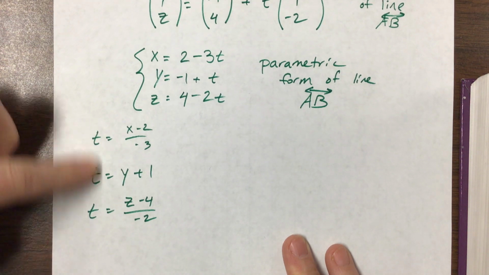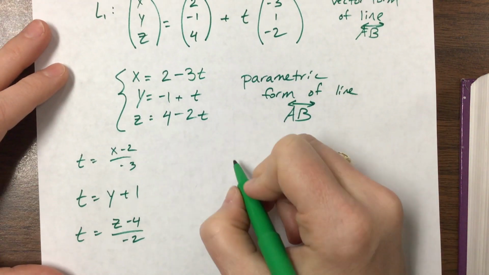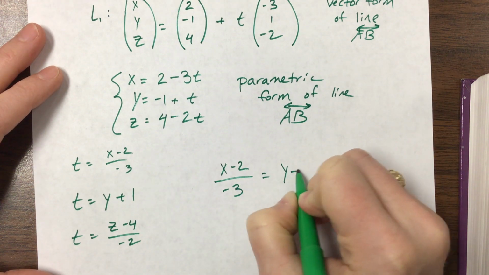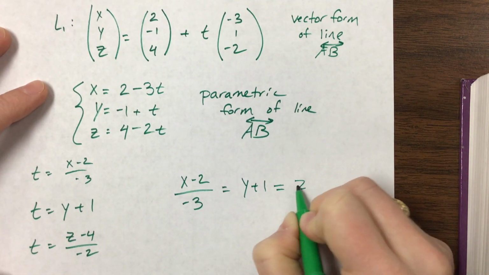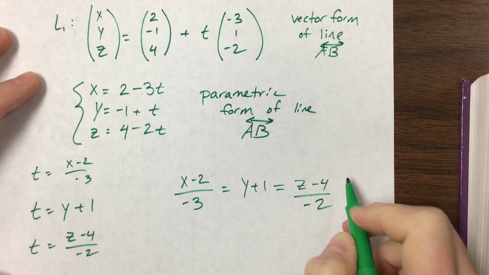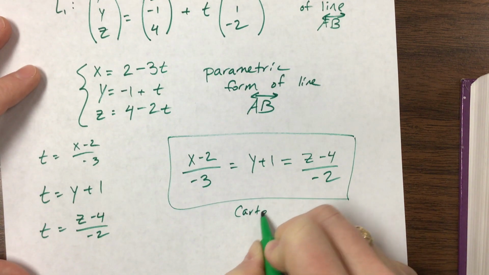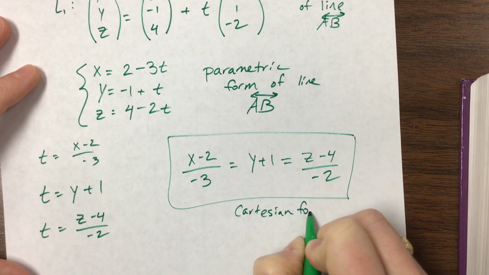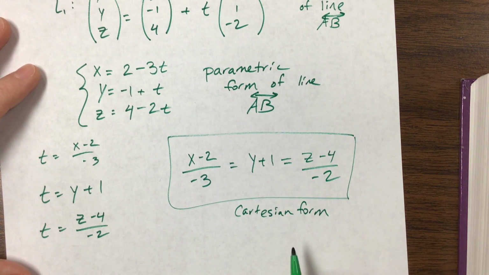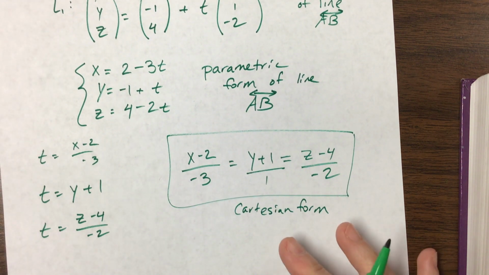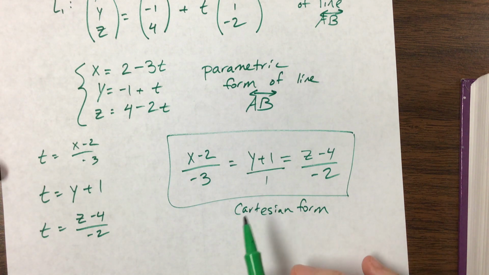Well, all 3 of these are the same t, so the Cartesian form in this case, this, ladies and gentlemen, looks a little funny, but this is the Cartesian form of the equation of line AB in 3 dimensions. If it makes you feel better, you could put that over 1, but you don't have to. It's entirely up to you. And that is the beginning of writing the equation of a line in space.